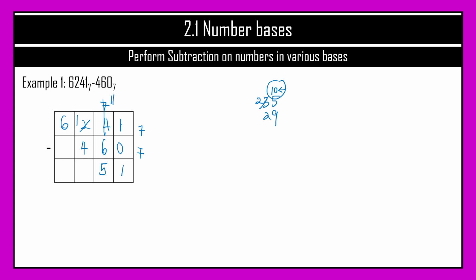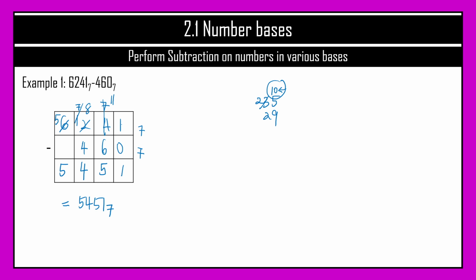Alright, so 1 minus 4 is not enough, so I need to borrow from 6. Now borrowing from 6, left with 5. And then we're going to do 7 plus 1, you get 8. So 8 minus 4, you get 4, and then the 5, bring them down. So your final answer is 5451 base 7.